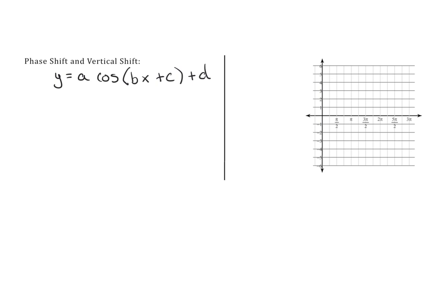Okay, so in the last slide, we were focusing on the A, amplitude, and B, that changes the period, and now we're going to look at phase shift and vertical shift, the C and the D. And just like all of our transformations this year, that number on the front is the vertical shift up or down, and then inside will be a horizontal shift left or right.